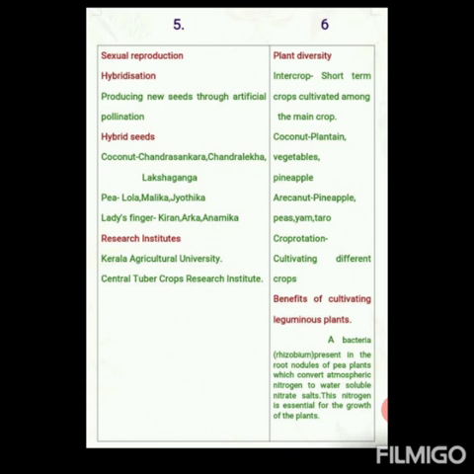And we have also seen the benefits of cultivating leguminous plants. A bacteria named Rhizobium present in the root nodules of pea plants converts atmospheric nitrogen to water-soluble nitrate salts. This nitrogen is essential for the growth of the plant. Okay.